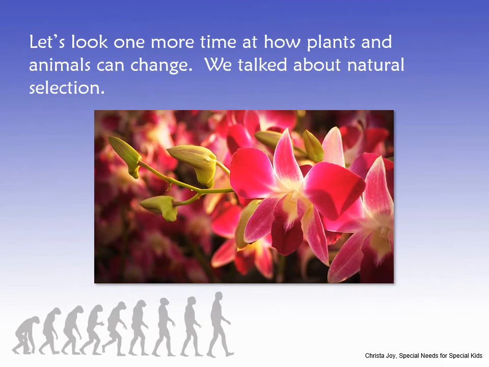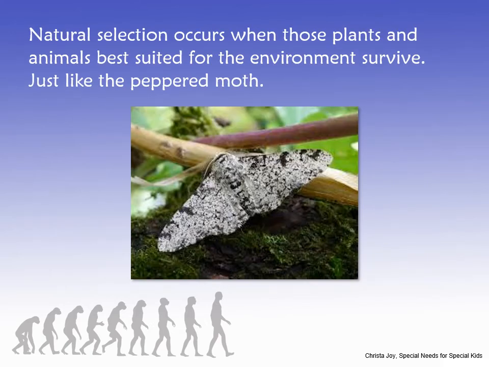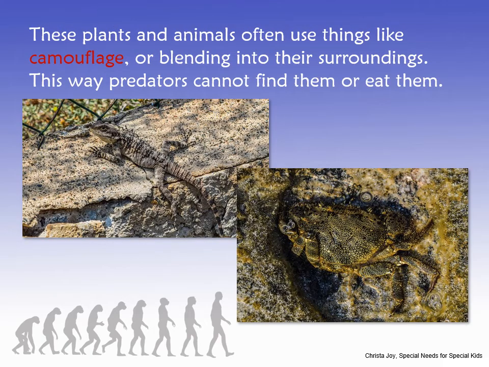Let's look one more time at how plants and animals can change. We talked about natural selection. Natural selection occurs when those plants and animals best suited for the environment survive, just like the peppered moth. These plants and animals often use things like camouflage, or blending into their surroundings. This way, predators cannot find them or eat them.